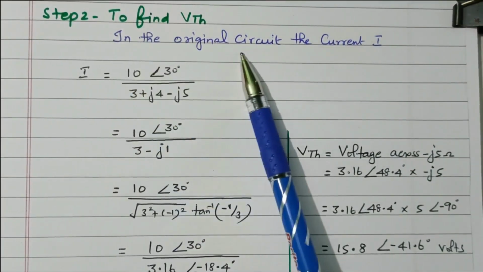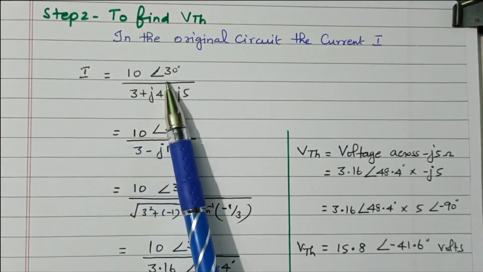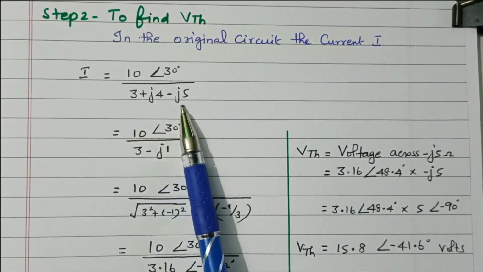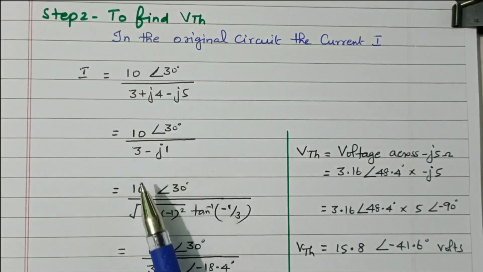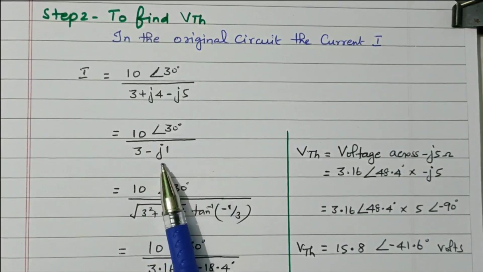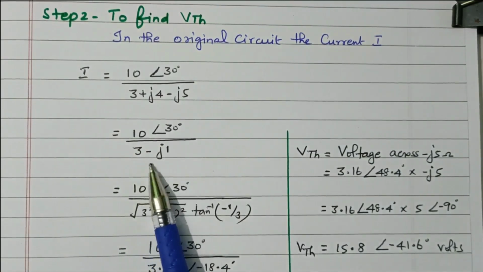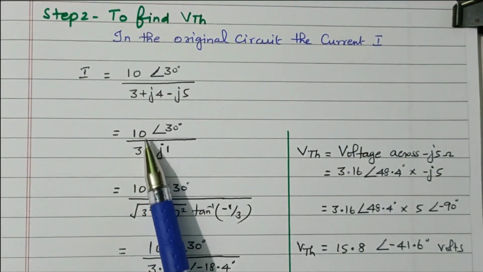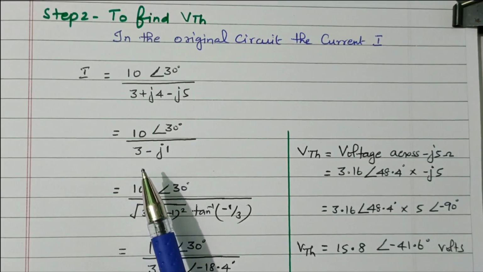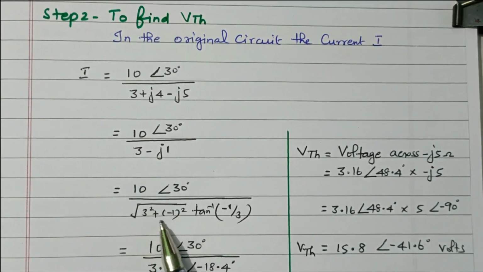In the original circuit, the current I equals the voltage source 10 with angle 30 degrees divided by the sum of the resistor, inductor and capacitor: 3 ohm, plus J4, minus J5. So that is 3 minus J1. So 10 with an angle 30 degrees divided by 3 minus J1. This is the rectangular form. We have a division, and for division and multiplication, polar form is enough, so we need to find the polar form. For addition and subtraction, rectangular form is enough. So this rectangular form is now converted into polar form.